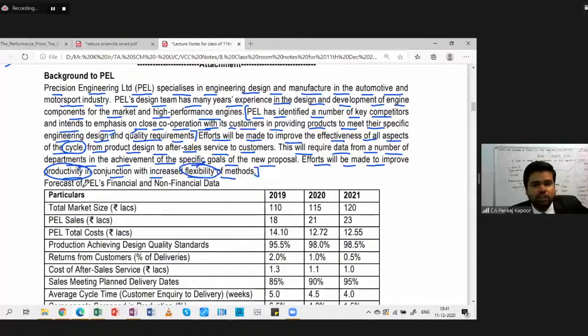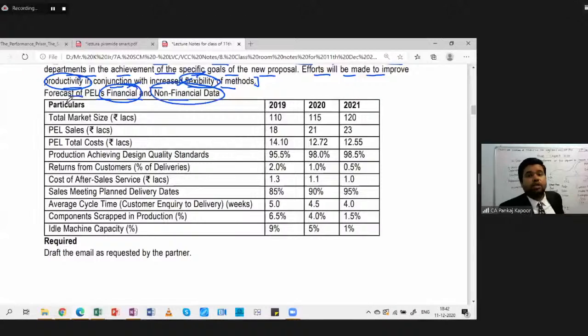Okay. Further, the forecast PEL financial and non-financial data. Why financial? Because the right hand side, that is internal efficiency. Why non-financial? The left hand side, which is the market, that is external effectiveness. Okay, now read the data along with me. What is given to you? The total market size in all the 3 years is given to you. The PEL sales is given to you. What can you do with this? You can identify the relative market share.